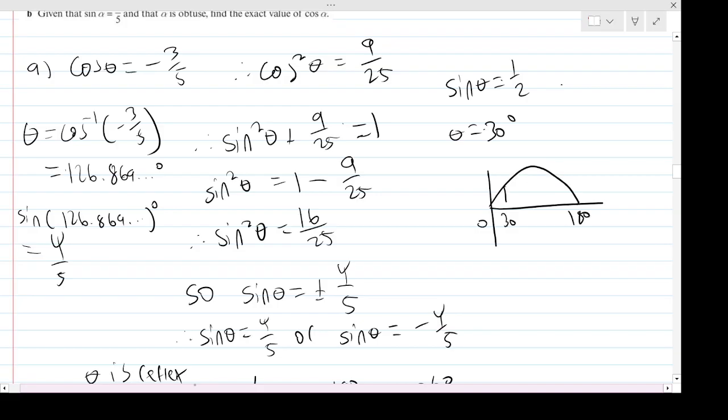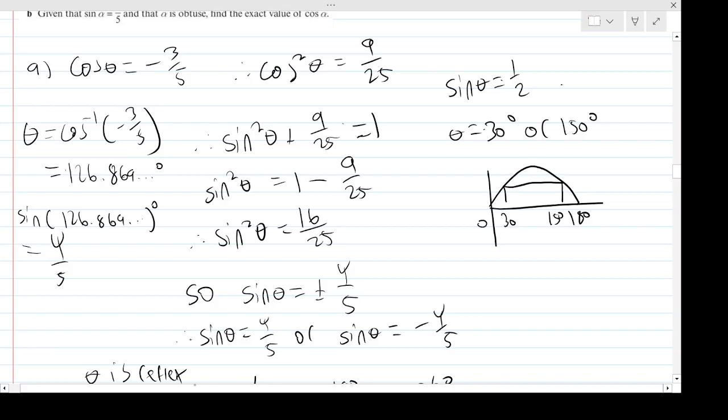30 would be there, so then the other solution there by symmetry would be 150. So the other solution is 150, but the calculator only gives you one angle for theta. The reality is there are multiple values for the angle, but the calculator will always only give you one, and not necessarily the correct one.